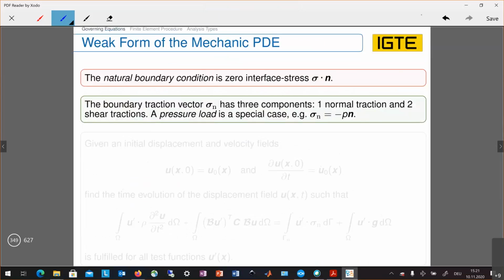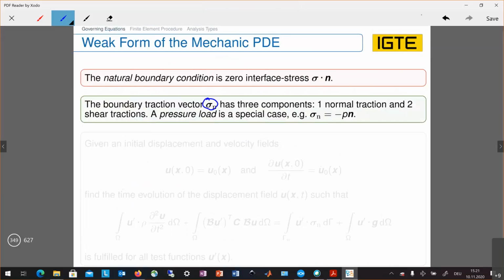On the other hand, this sigma n, the traction boundary condition with sigma n, has 3 components, very important. So we can have 1 normal component and 2 shear components. And a pressure load, for example, would be that sigma n has just a normal component. As you know, the pressure acts as a normal force on the body. And importantly, you have to put a minus because the pressure is always having a direction into the body. So it is a force direction into the body and not out of the body. Therefore, we have to put this minus.